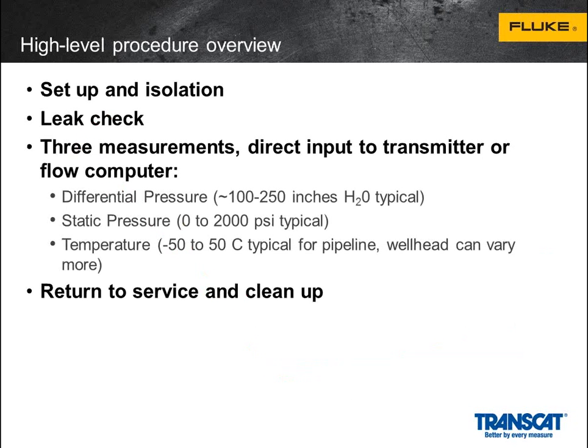So let's go over a high-level procedural overview, and we're going to revisit calibrator A and calibrator B and talk more about test ratios. So at a very high level, the custody flow calibration looks very much like this. There's a setup, you isolate the valve and do a leak check. You'll take 3 measurements: differential pressure, static pressure, and temperature.